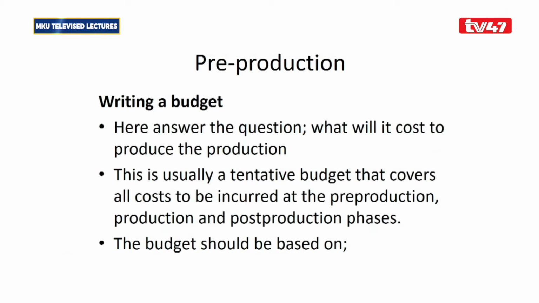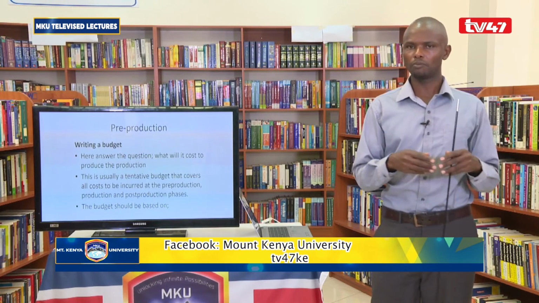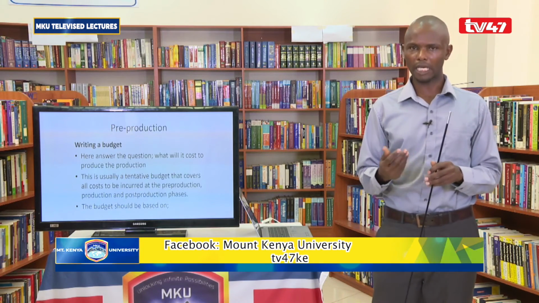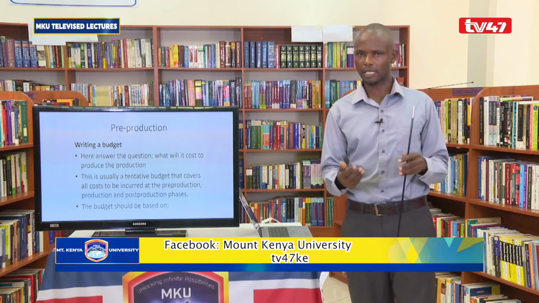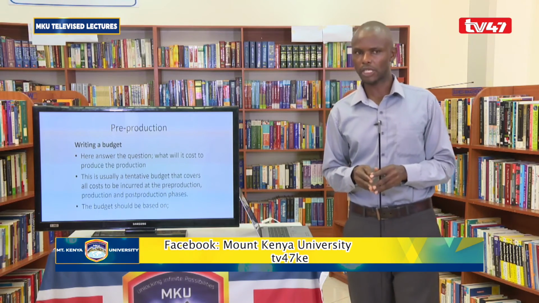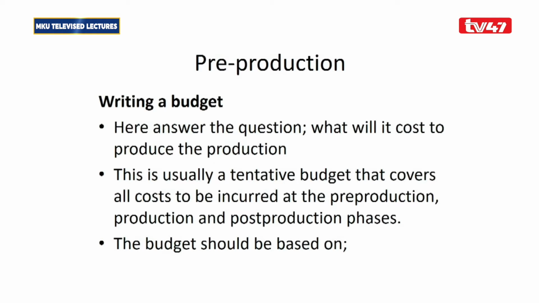So here we are saying that this is usually a tentative budget that covers all costs to be incurred at the pre-production, production, and post-production stages. So when you are costing, or when you are coming up with this budget, you're not only going to do a budget for the pre-production stage, but you're going to do a budget for the entire program production, which involves the 3 stages. That is the pre-production stage, the production stage, and the post-production stage. So we are saying that the budget should be based on the following.